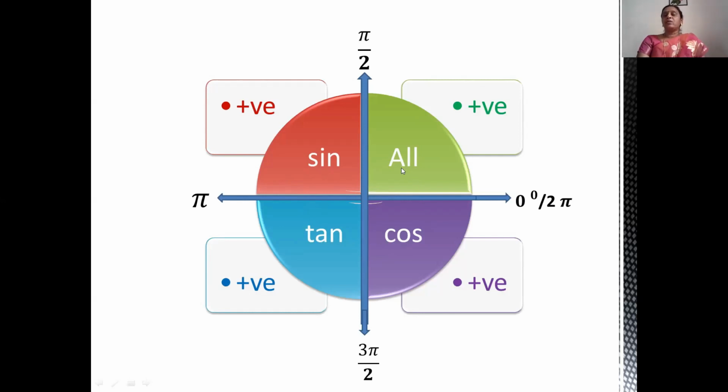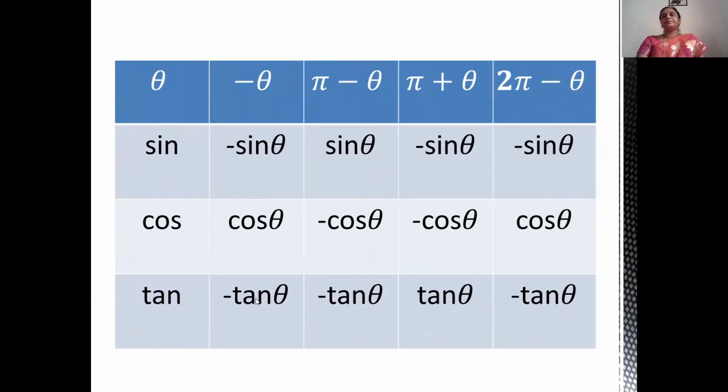In this way you remember "All Silver Tea Cups", meaning all positive, sin positive, tan positive, cos positive. Whatever you get easily, you remember in that way. First, you have to remember the chart of 0 to 360 degrees. Second, you have to remember the signs of trigonometric functions. Then, again, what do we need from the previous class?